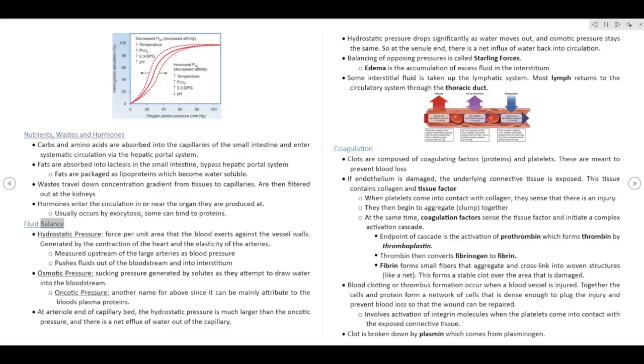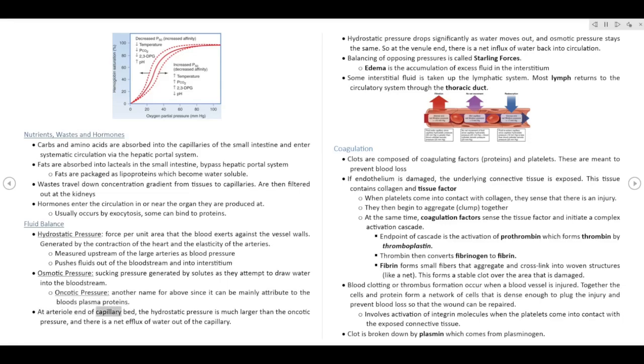Fluid balance. Hydrostatic pressure is the force per unit area that the blood exerts against the vessel walls. Generated by the contraction of the heart and the elasticity of the arteries. Measured upstream of the large arteries as blood pressure. Pushes fluids out of the bloodstream and into the interstitium. Osmotic pressure is the sucking pressure generated by solutes as they attempt to draw water into the bloodstream. Oncotic pressure is another name for the above since it can be mainly attributed to the blood's plasma proteins.